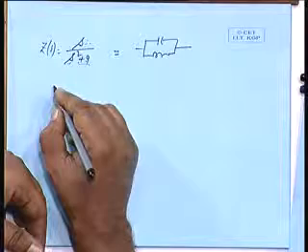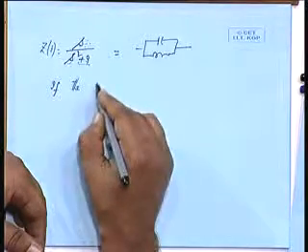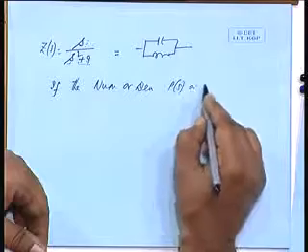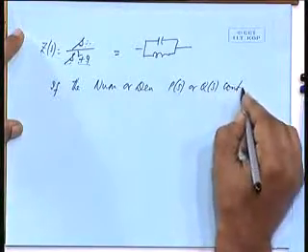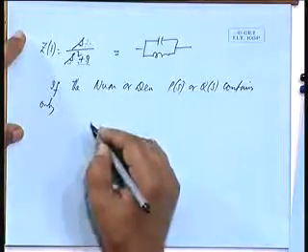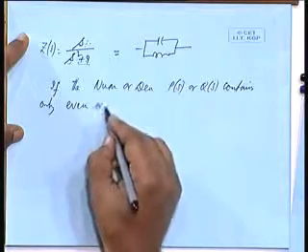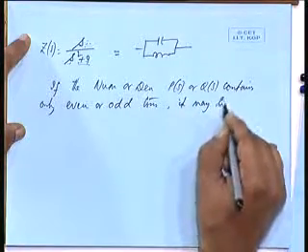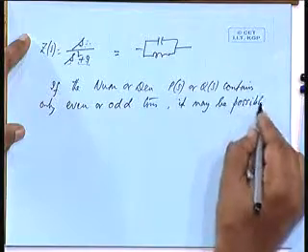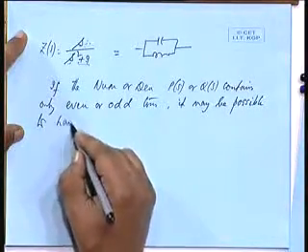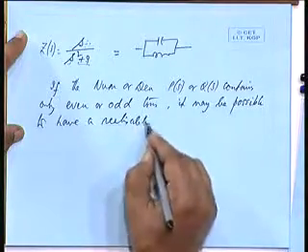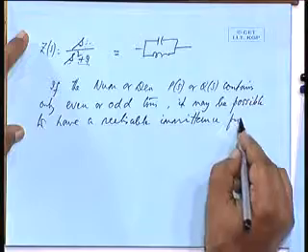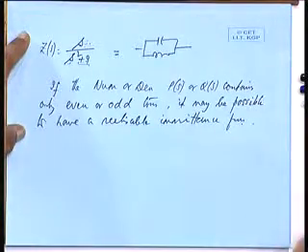Now, if the numerator or denominator, that is PS or QS, contains only even or odd terms, it may be possible to have a realizable impedance function. Other conditions are to be satisfied.